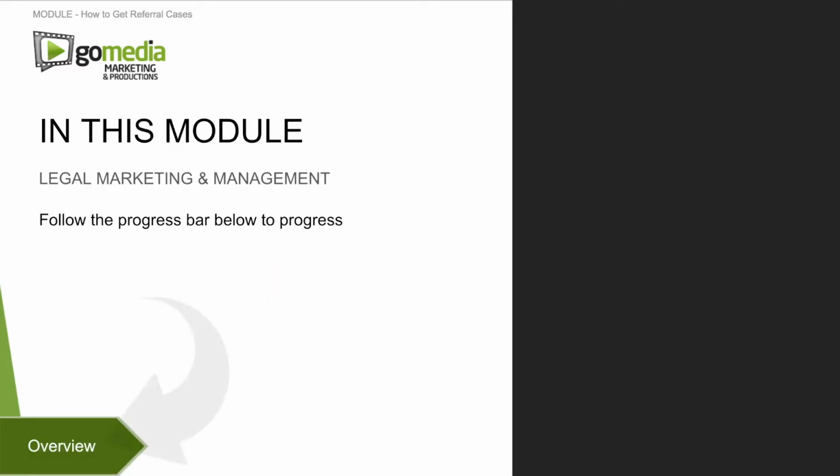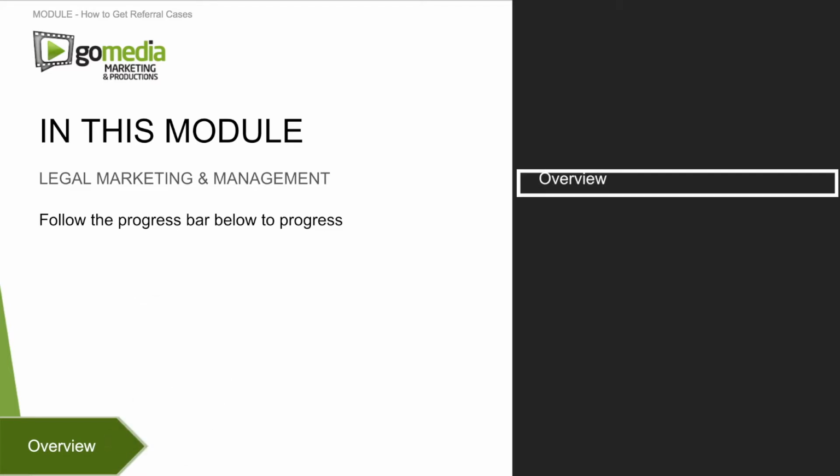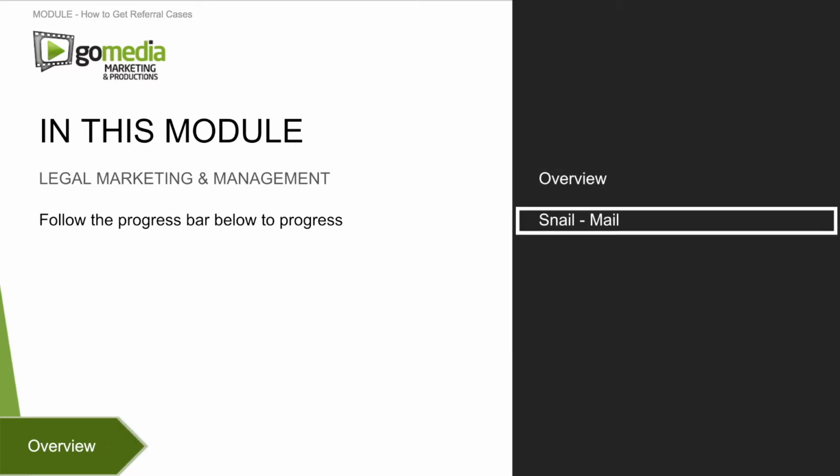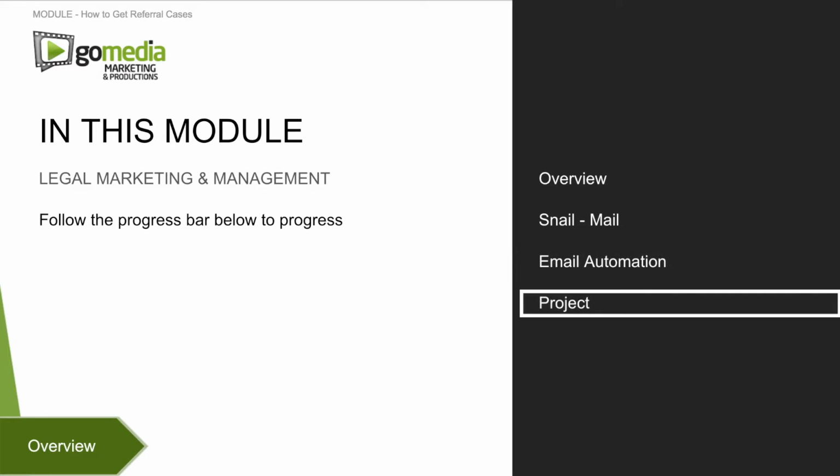In this module, follow the progress bar below to progress. First, we're going to have an overview. Then we're going to talk about snail mail and email automation. And we're going to have a little project for getting you cases.